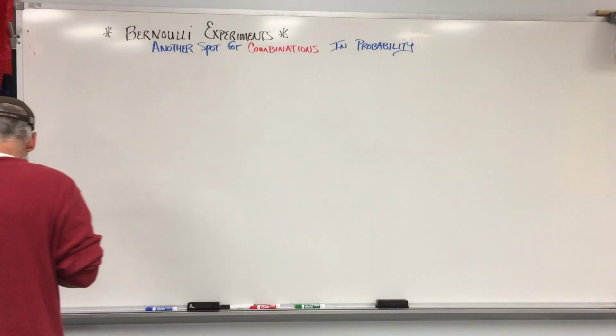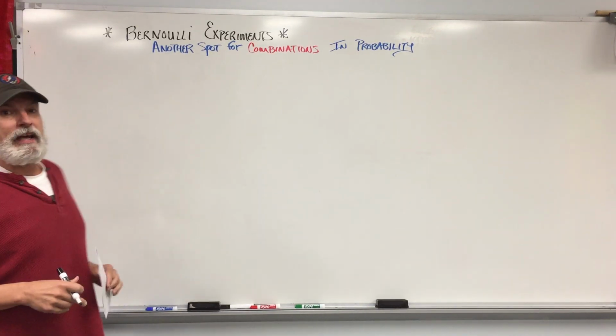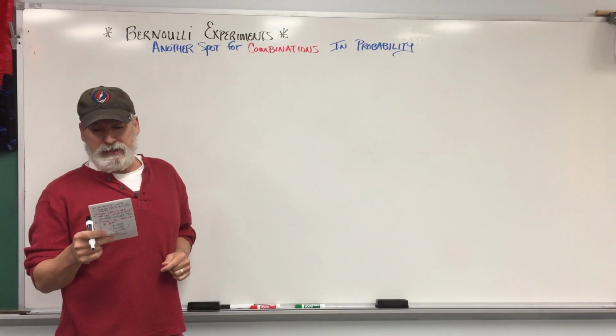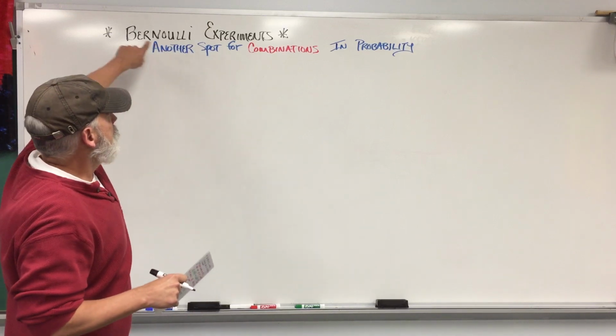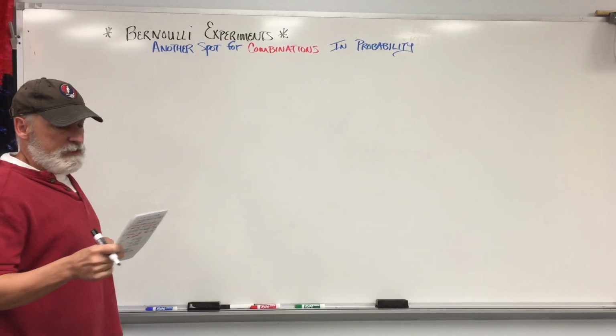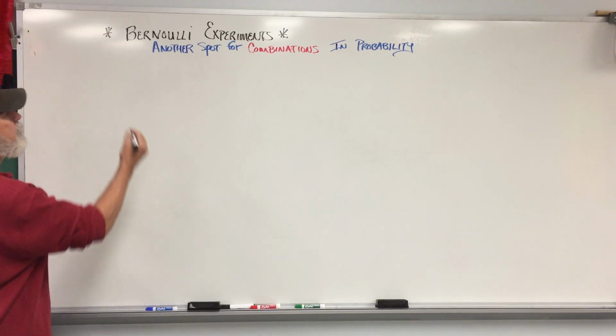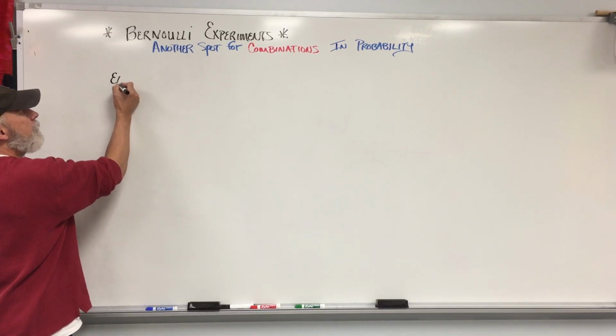By the way, Bernoulli was a famous mathematical family. Jacob B. was born in 1654, and he is the guy who came up with this. It's attributed to him. So let's take a look at our first example to get the idea.